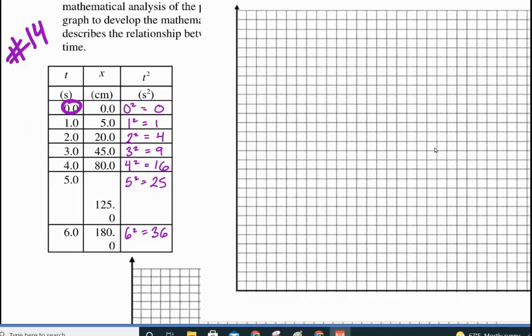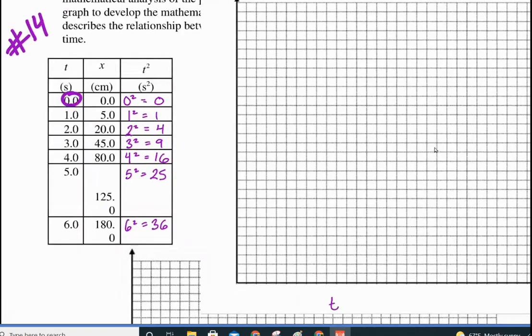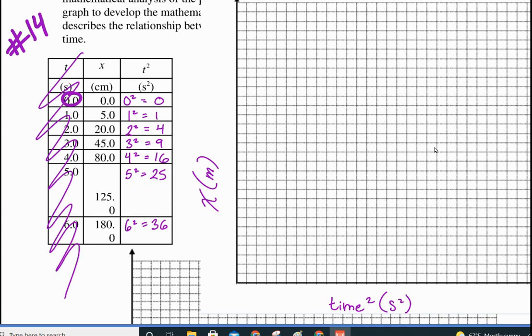Then what you're going to do is graph it, and you're going to put time squared down here. And you're going to do position over here. So again, we are going to ignore this first row, and you're going to graph the other two. Are you good with that? Yes? Okay. Don't let it freak you out. You should end up with like 4 dots really close in and then like a few spread out over here. Does that make sense?